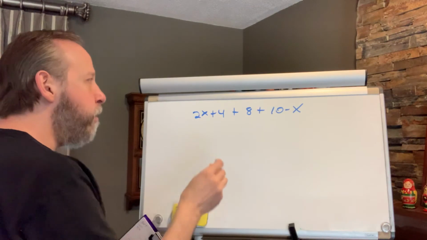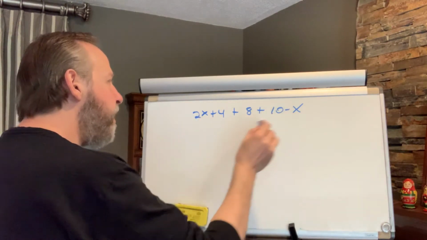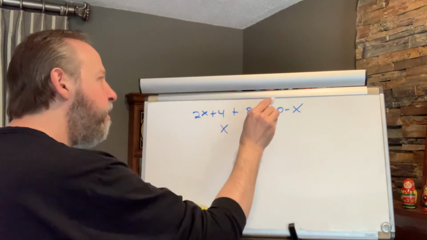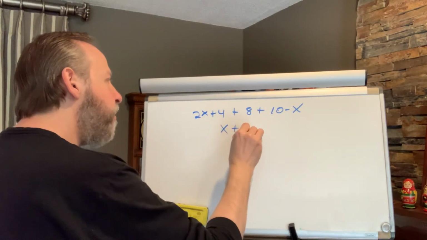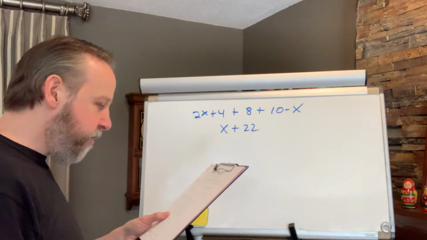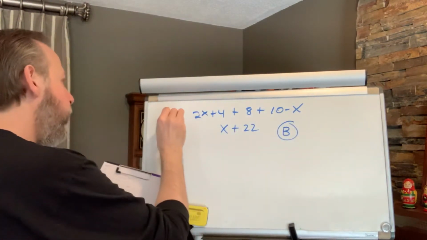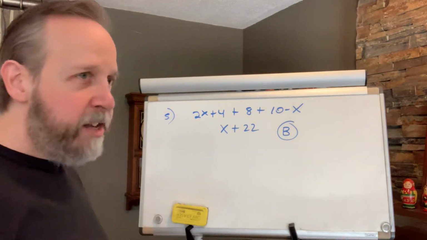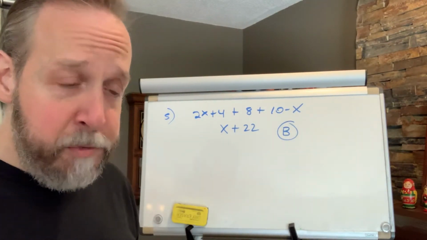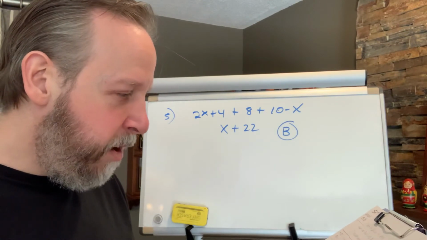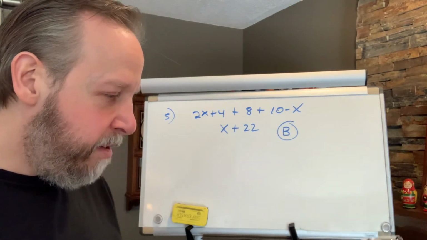Combine the like terms. 2x minus x is x. 4 and 8 and 10, positive 22. And that's choice B. There's nothing else to do here. So number 5 is just x plus 22, which is choice B. Okay, great. And moving on to number 6, we got a very similar process, but a different wording.